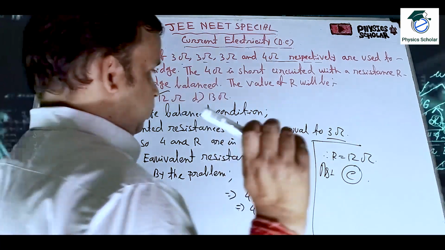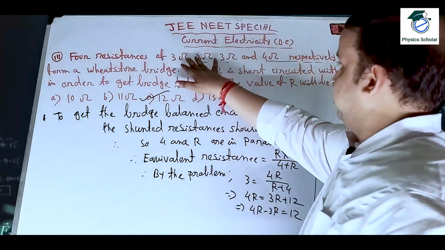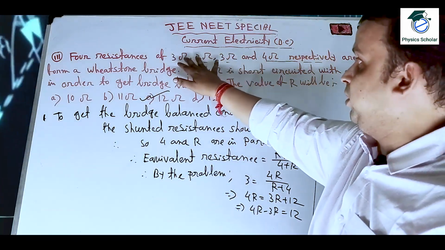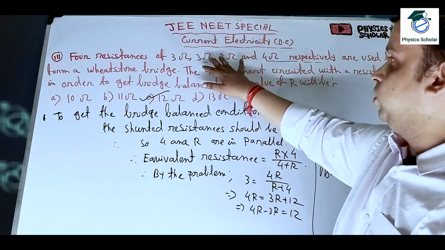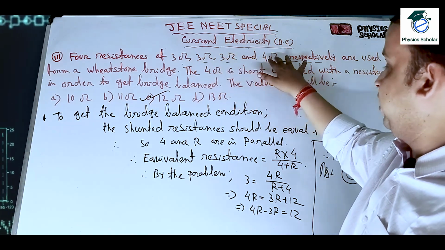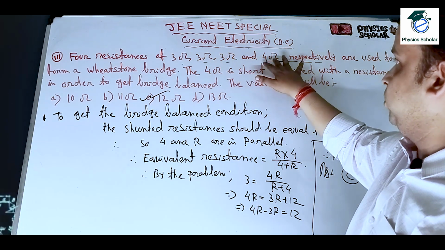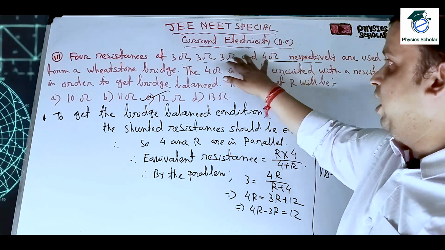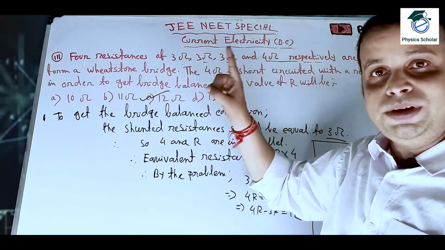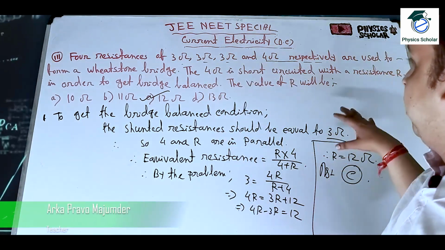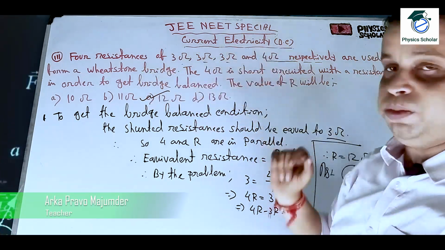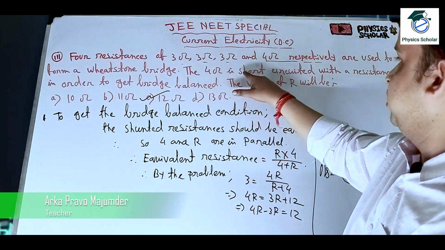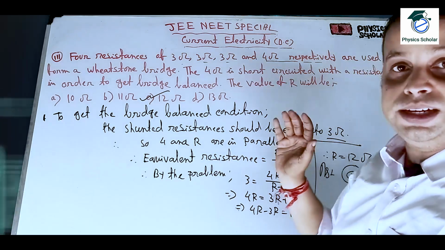So now see, there are 3 resistors, the value of each is 3 ohms. Clear? And another resistor is there, the 4 ohm. Three resistors are there, the value of each resistor is 3 ohms. Clear? Now it is connected to form a Wheatstone bridge, and the 4 ohm is short circuited with an unknown resistor capital R.